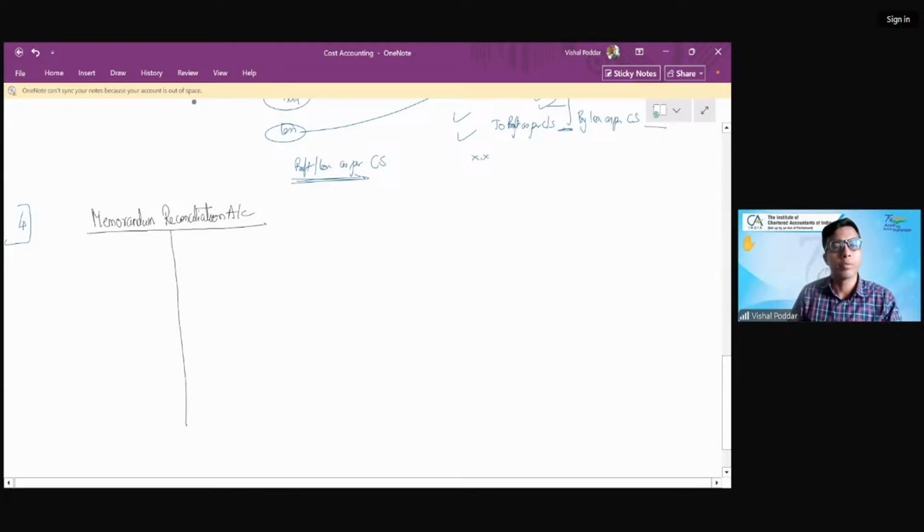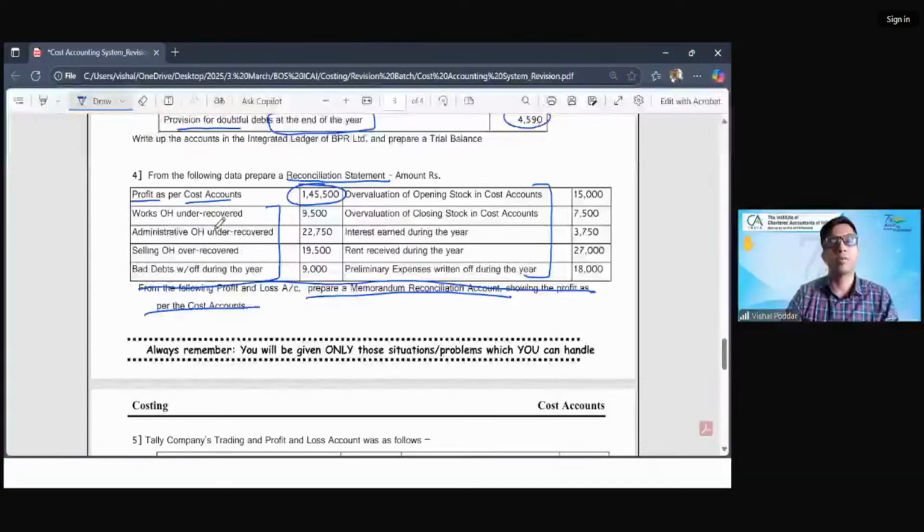Okay. Now, since my starting point is profit, I'll write it on the credit side by cost sheet 145,500. Now, for each difference, we have to identify whether it has to be added or subtracted.